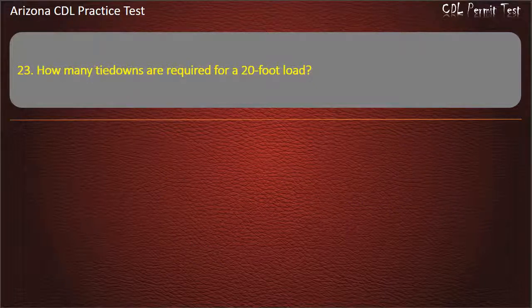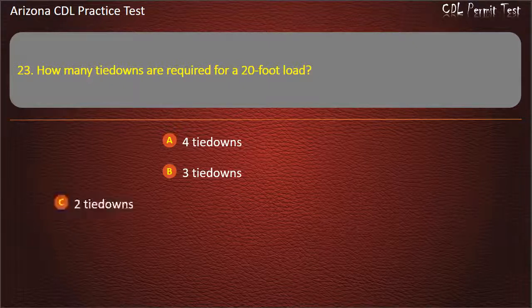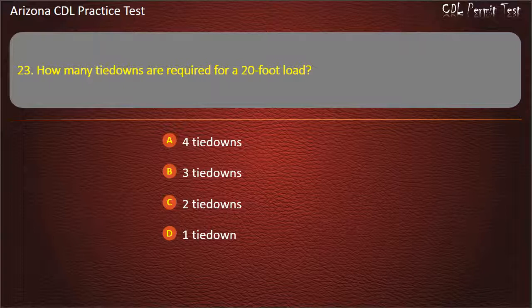Question 23. How many tie-downs are required for a 20-foot load? 4 tie-downs. 3 tie-downs. 2 tie-downs. 1 tie-down. Answer: 2 tie-downs.